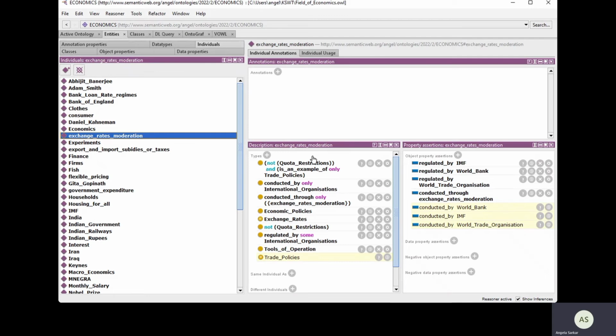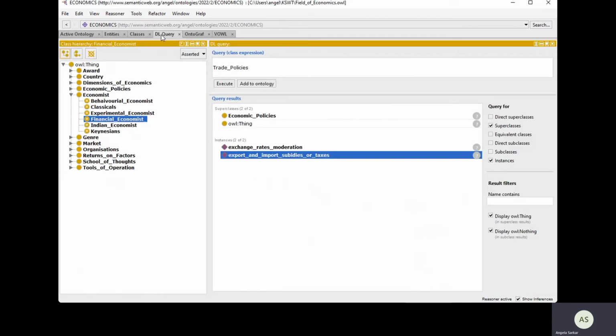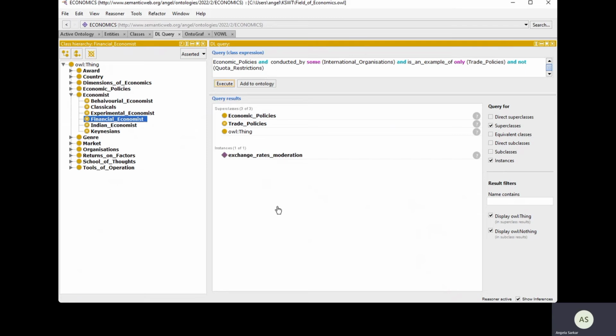So definitely it means that if I am querying that complex query where I was defining a trade economic policy which is a trade policy but not a quota restriction, the answer should be only exchange rate moderation. So let's see what is happening if I'm writing the query. Yes, it is coming exchange rate moderation only. So like this you can search many queries from this particular ontology.